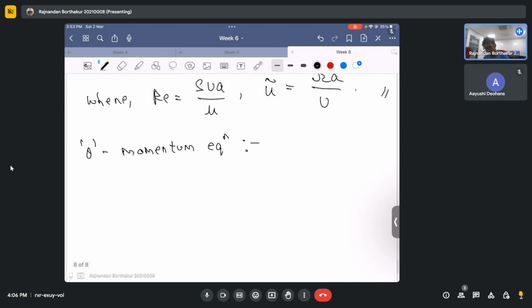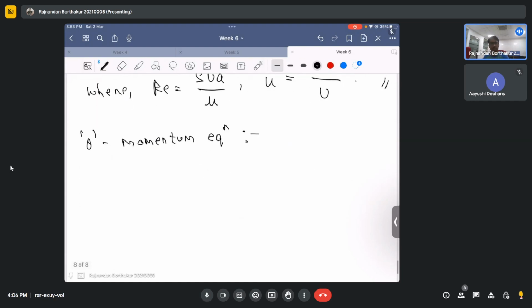So let's start off with the theta momentum equation. In the interest of time, we will not lay out the entire theta momentum equation, and we'll just start off from the simplified form. The simplified form would look something like this: rho times u_r del u_theta by del r. You can get this from any standard textbook, the Navier-Stokes equation in the r, theta, and z direction in the cylindrical coordinate system.